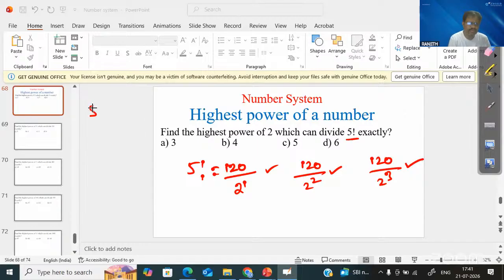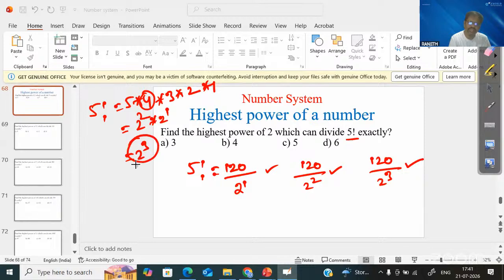So 5 factorial equals 5 into 4 into 3 into 2 into 1. How many 2's? 4 is nothing but 2 square. 2 is nothing but 2 power 1. So total 2 cube. Highest power will be equal to 3. But every time we can't write 5 factorial if it is 80 factorial. In the next question it is 90 factorial. We can't write. What is the other method?